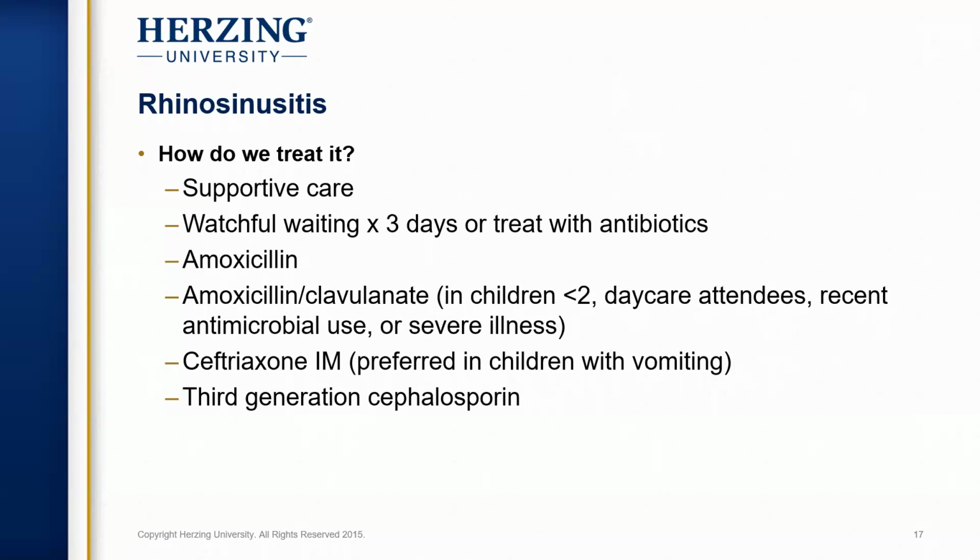Again, that can only be with a family that you trust well. So if we do treat it, you can do amoxicillin, Augmentin if they are susceptible to more severe symptoms. So if they're under 2, they go to daycare. If they've recently used some other antibiotic, or if they do have severe illness, then I would do Augmentin to get that beta-lactam coverage. You could also do ceftriaxone IM if a kid is vomiting or has a hard time taking medications. That's a good option. You also can use a 3rd-generation cephalosporin.